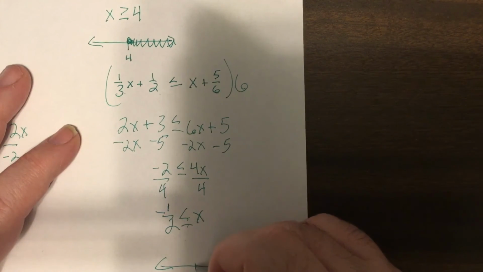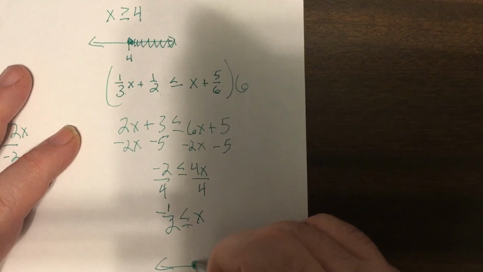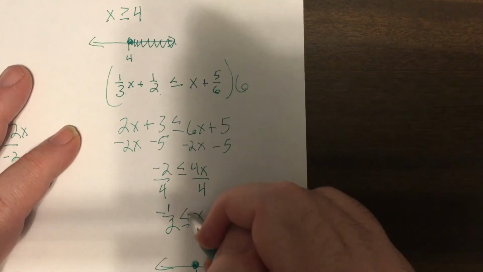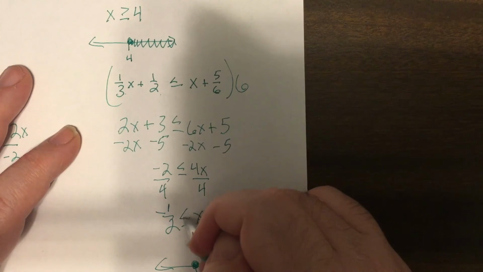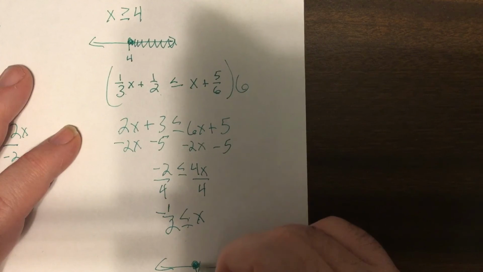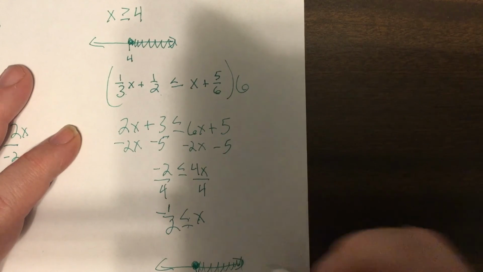So put a negative 1/2. Now there's an equals to the problem, so it's a solid dot. And I want larger. The opening is always trying to eat the bigger item, if you want to remember it that way. And bigger is to the right.